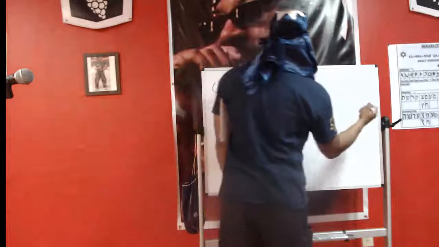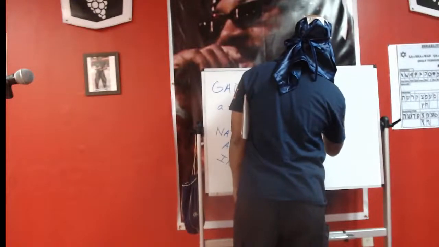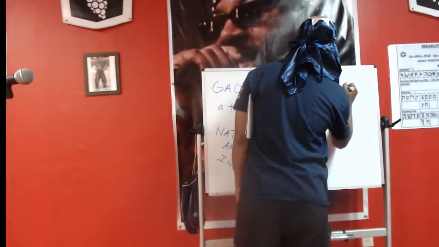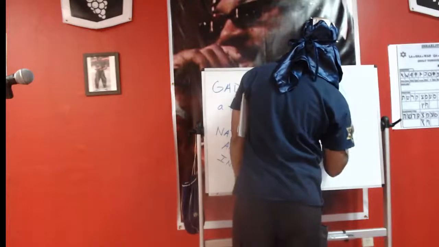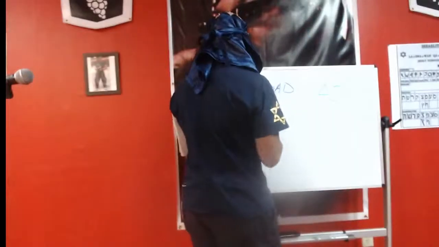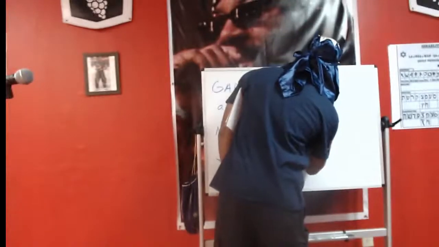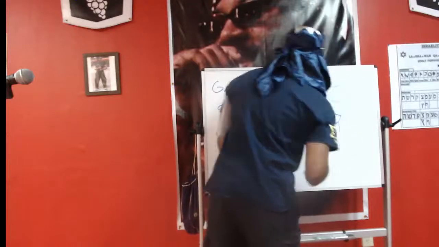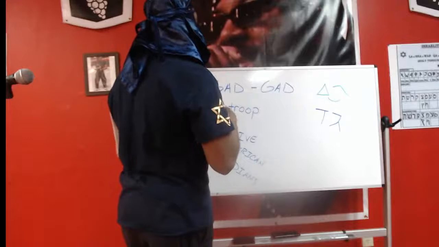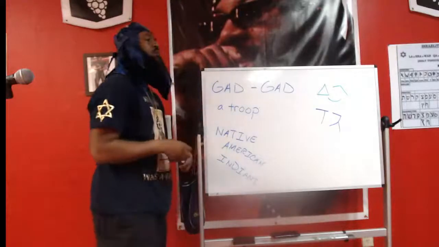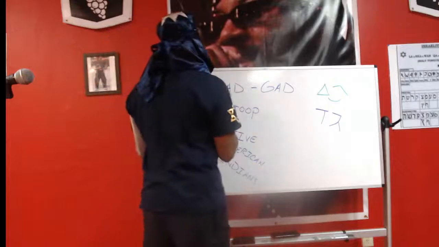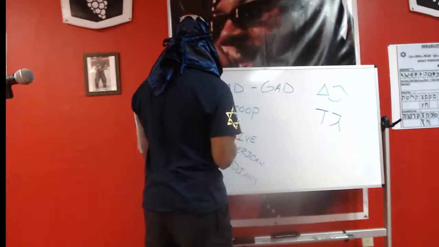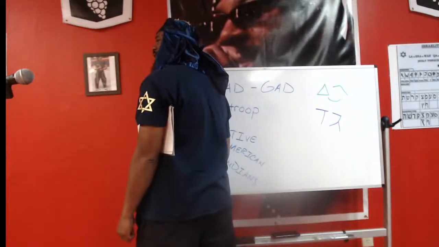Now, simply put, we have in the ancient Hebrew, and in Assyrian Hebrew, we have Gad. Most High Christ. Tribe of Gad. Gad or God. We do need to do research on that. I gotta get that answer.